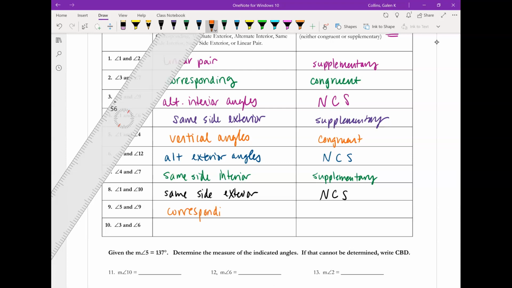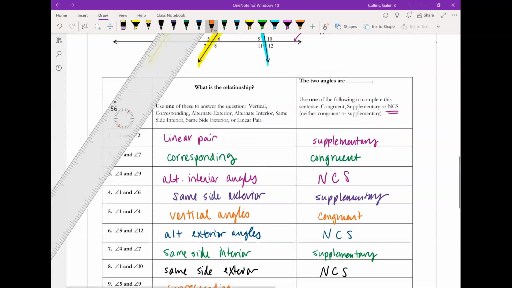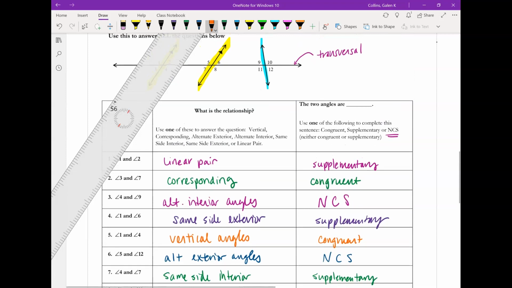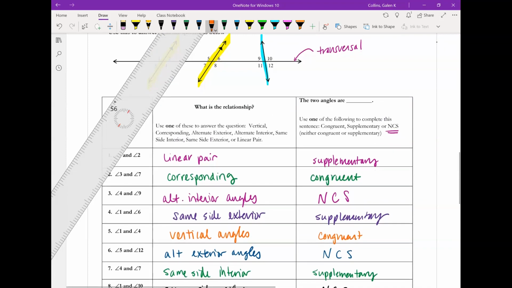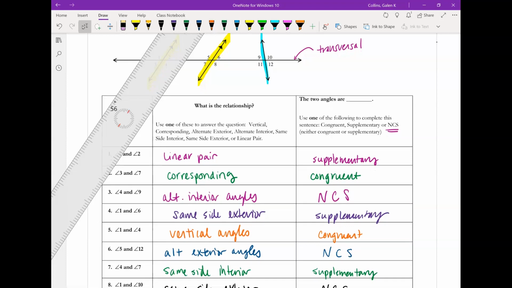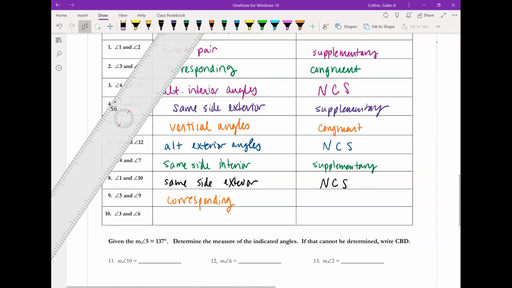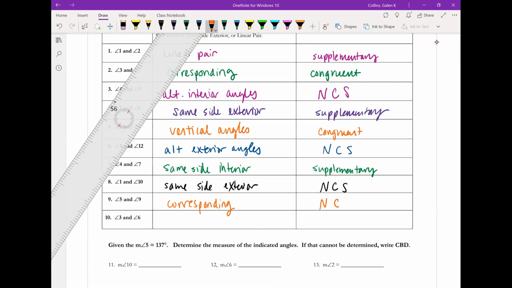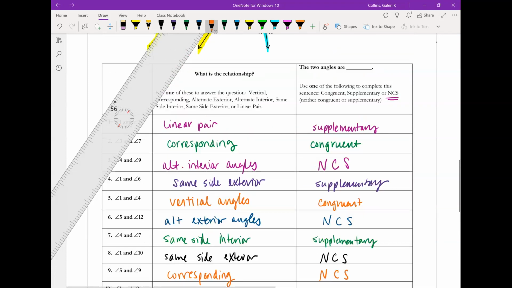Corresponding seems to be the hardest for students at first. I'm not really sure why. I guess I kind of understand why. They're corresponding, but they're neither congruent nor supplementary. They would be congruent if those lines were parallel, but clearly 5 is an obtuse angle, 9 is an acute angle, and they're not supplementary. So they're neither congruent nor supplementary.